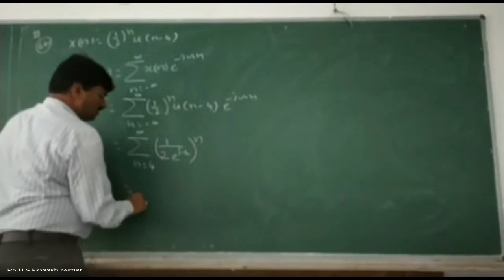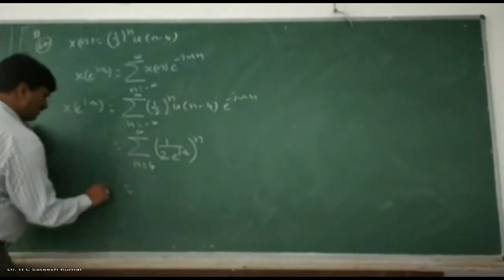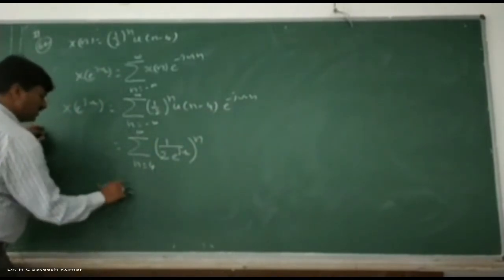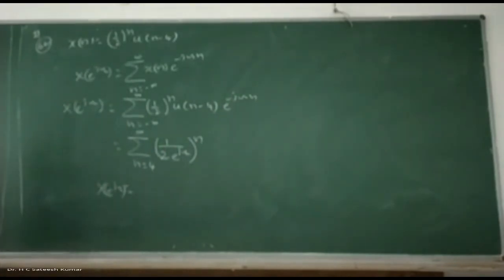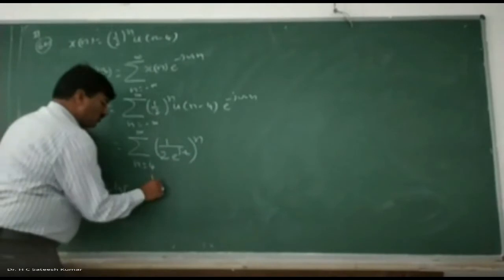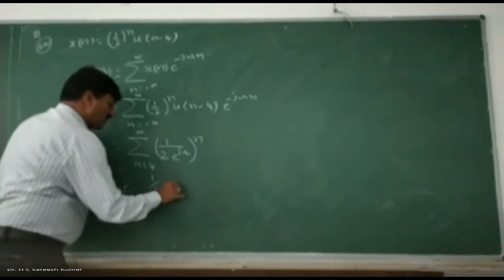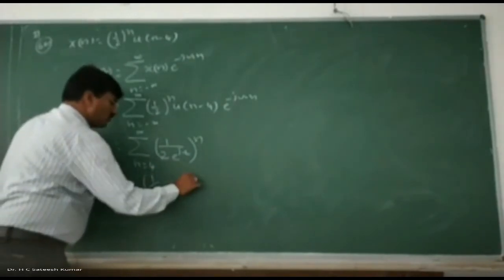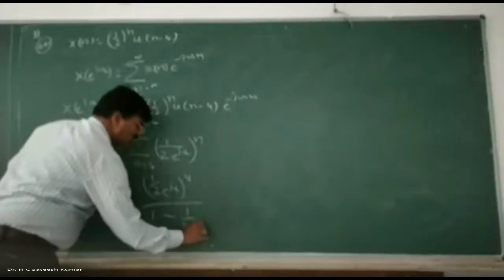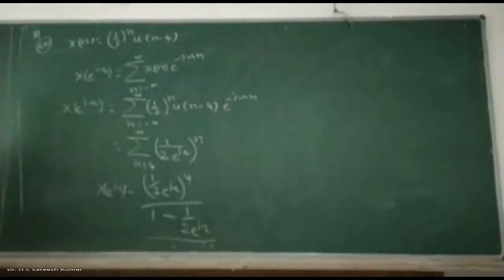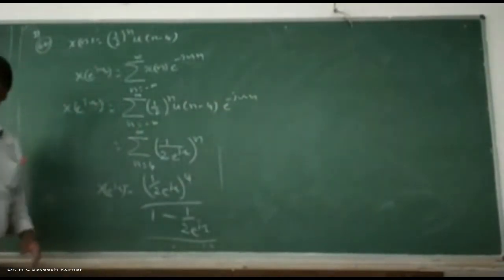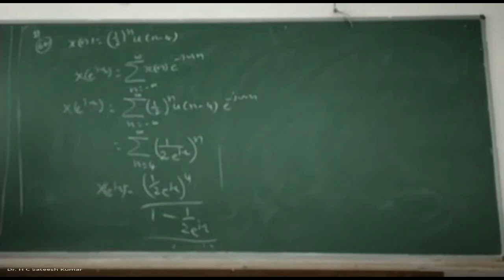So this is nothing but X of e to the power of j omega. Summation n varies from k to infinity is a to the power of k divided by 1 minus a. That means 1 over 2 e to the power of j omega, whole to the power of 4, divided by 1 minus a, where a is 1 by 2 e to the power of j omega. That's it. That's how we should do it. It's a 6 marks question in the examination.